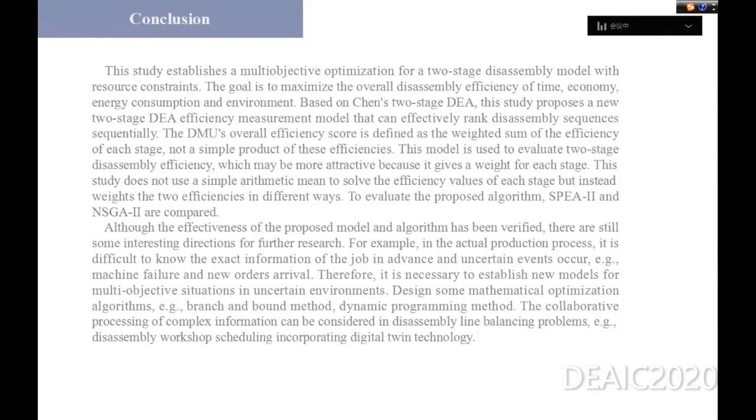has been verified, there are still some interesting directions for further research. For example, in the actual production process, it's difficult to know the exact information of the job in advance, and uncertain events occur. Therefore, it is necessary to establish new models for multi-objective situations in uncertain environments, design some mathematical optimization algorithms, such as the branch and bound method and the dynamic programming method, and study collaborative disassembly workshop scheduling with digital twin technology.